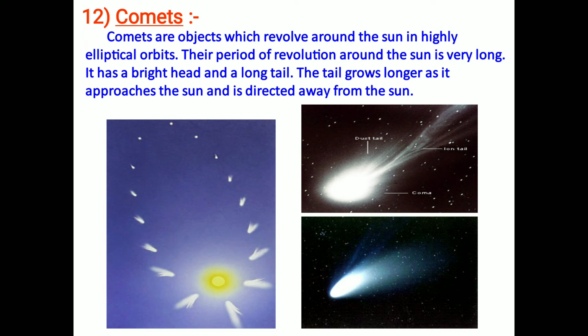Halley's comet appears after nearly every 76 years. It was last seen in 1986. It will be visible again in the year 2061.